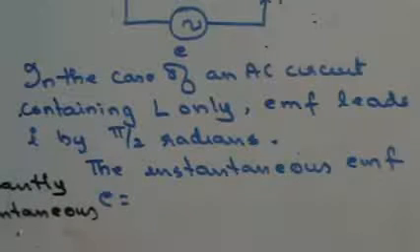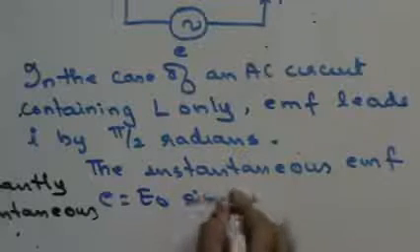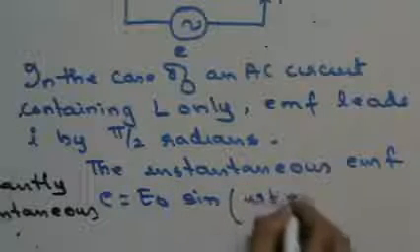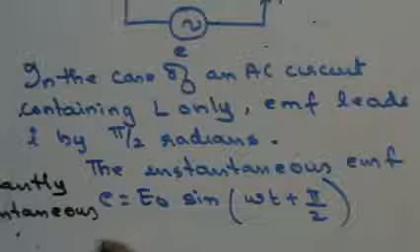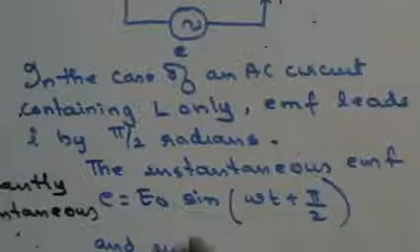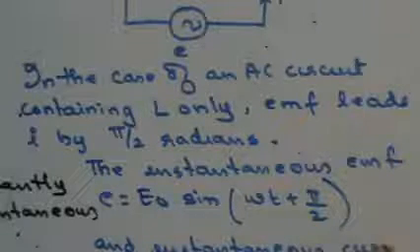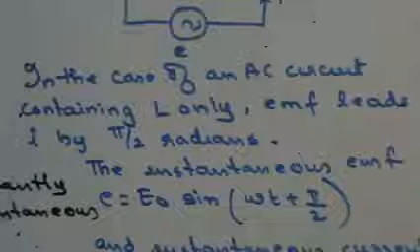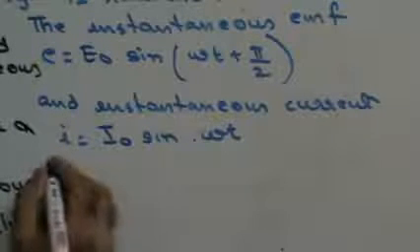Now the instantaneous EMF E for an inductor circuit is given by the formula E0 sine omega t plus pi by 2, right? And the instantaneous current I is going to be nothing but I0 sine omega t, right? Now once you have this, let's find out the instantaneous power.